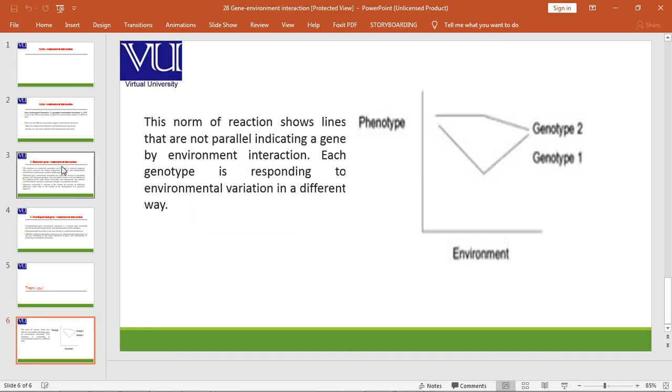This norm of reaction shows lines that are not parallel, indicating a gene by environment interaction. Each genotype is responding to environmental variation in different ways.